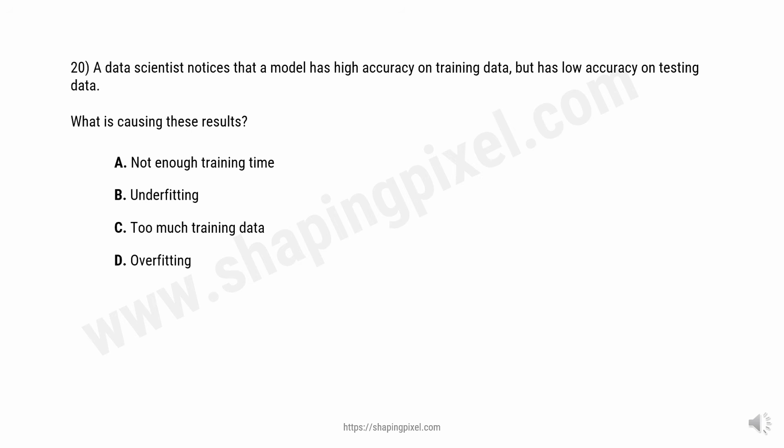Question number 20. A data scientist notices that a model has high accuracy on training data but has low accuracy on testing data. What is causing these results? Option A, not enough training time. Option B, underfitting. Option C, too much training data. Option D, overfitting.